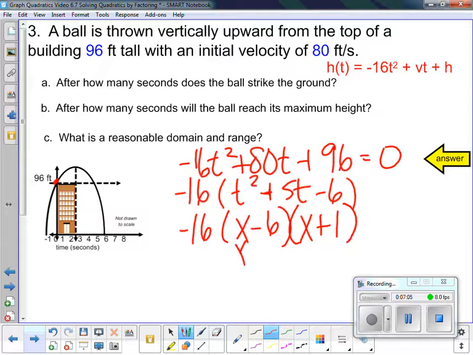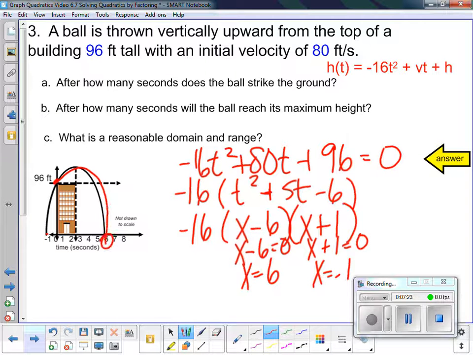We'll factor that, negative 16 times t minus 6 times t plus 1. So we'll set those both to 0. So t can be 6 or negative 1. So we know it can't be negative 1. And so it takes 6 seconds for it to hit the ground.